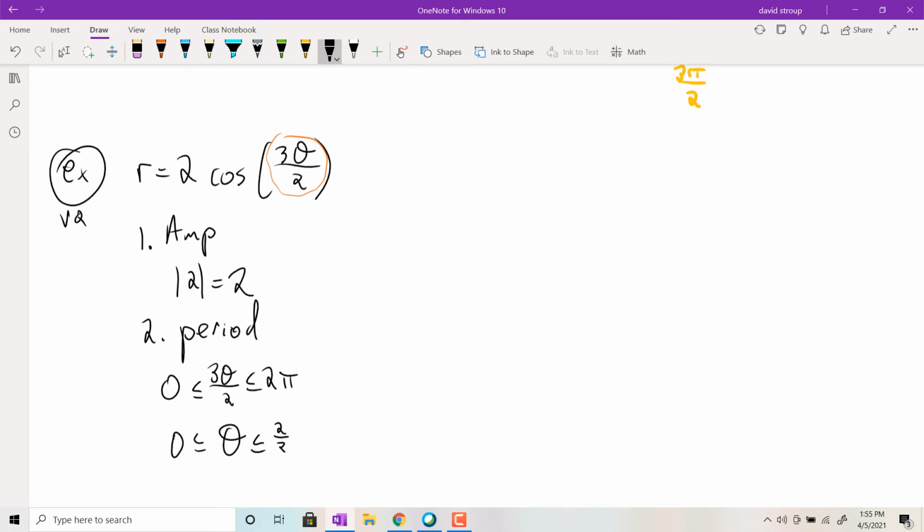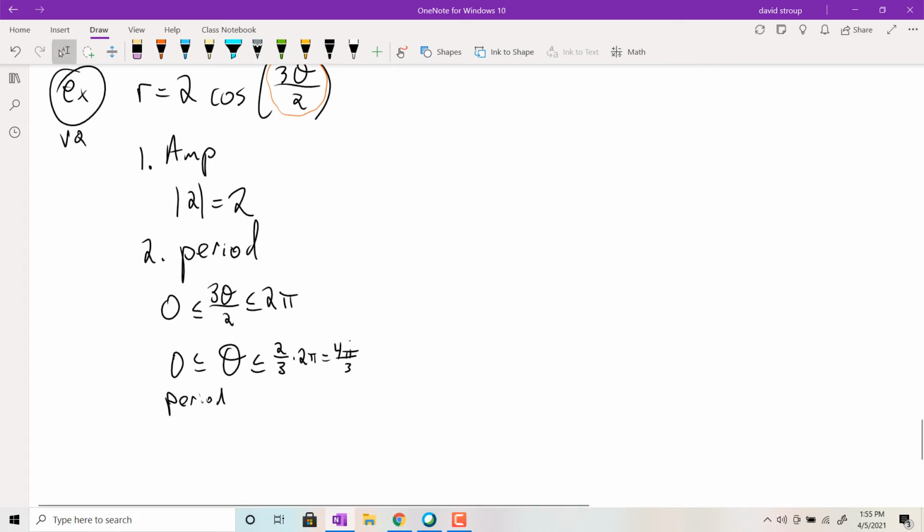You get 2/3 times 2 pi. So the period then will be 4 pi over 3. In general, you just take the endpoints of this interval, 4 pi over 3, and subtract the beginning. In this case, it's just 0, so your answer for the period would be 4 pi over 3.